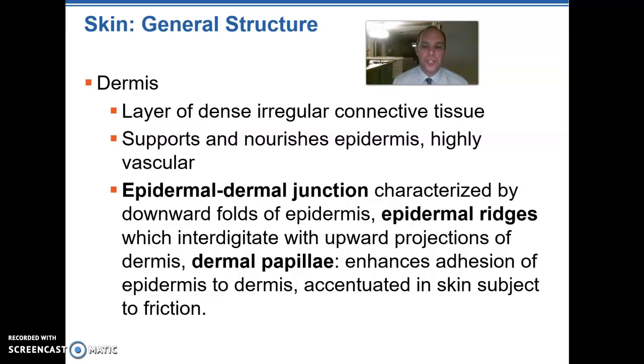So the epidermal and dermal junction is characterized by downward folds of the epidermis. They're called epidermal ridges, which interdigitate with upward projections of the dermis. All right, you don't really need to know that term. You don't need to know anything in there except that they meet one another through these folds. It's really what it's telling you. Remember, this is a college textbook, and I haven't seen some of these words since I was in college, so you don't necessarily need all of them either.